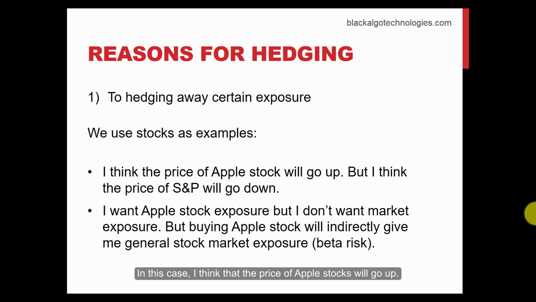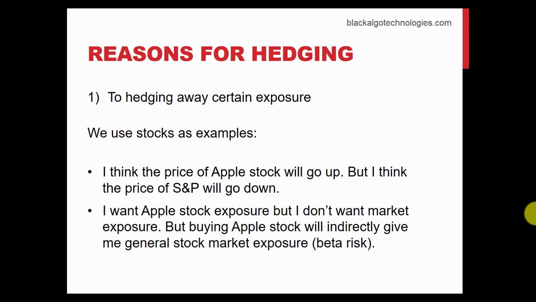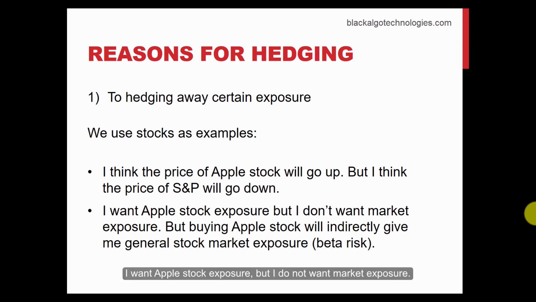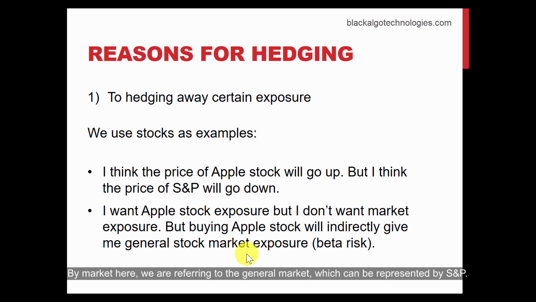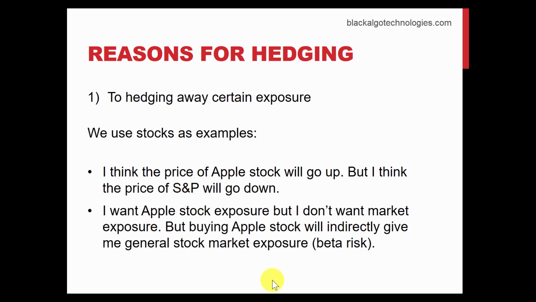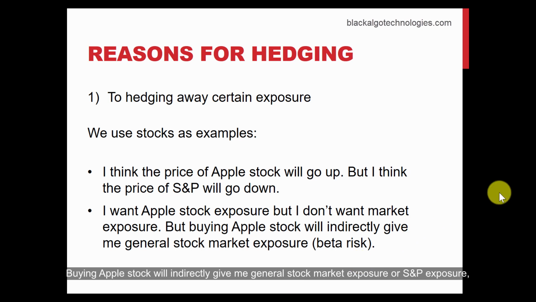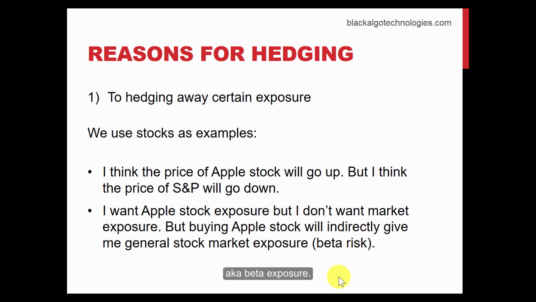So in this case, I think that the price of Apple stock will go up. But I think that the price of S&P will go down. I want Apple stock exposure, but I don't want market exposure. By market here, we are referring to the general market, which can be represented by S&P. Buying Apple stock will indirectly give me the general stock market exposure or S&P exposure, also known as beta exposure. There is a term used in finance. I know that this part may be new to some people.